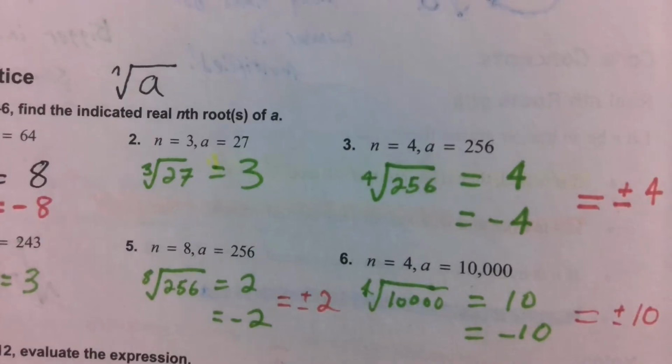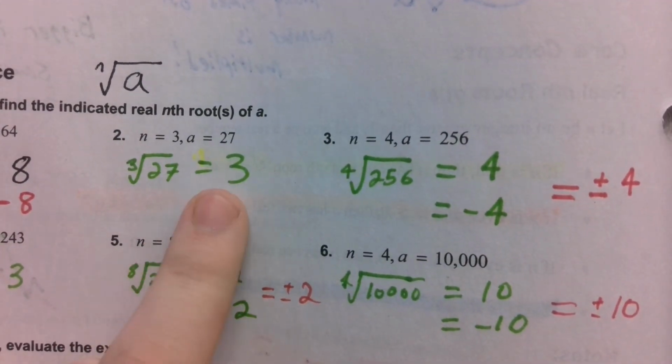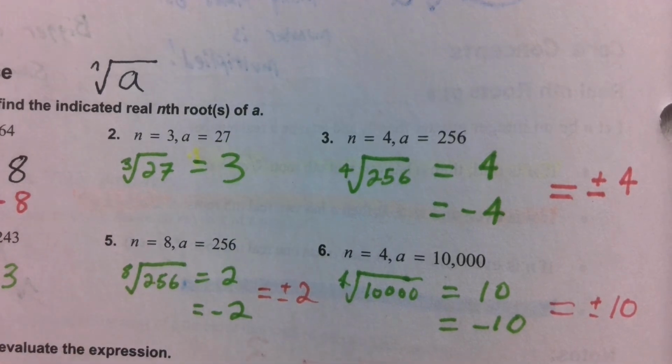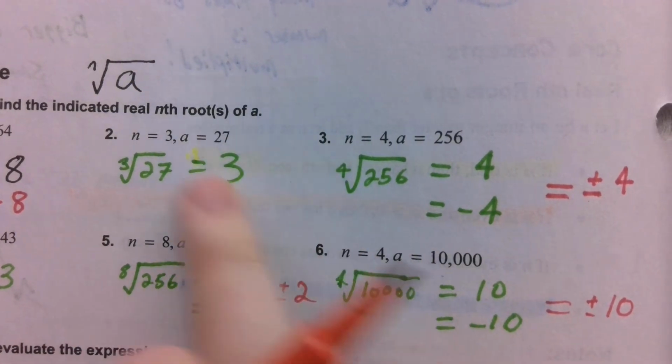Keep in mind, it won't work when there's only one answer. If your only answer is 3, it wouldn't make sense to put plus or minus 3. You would just write it equals 3.